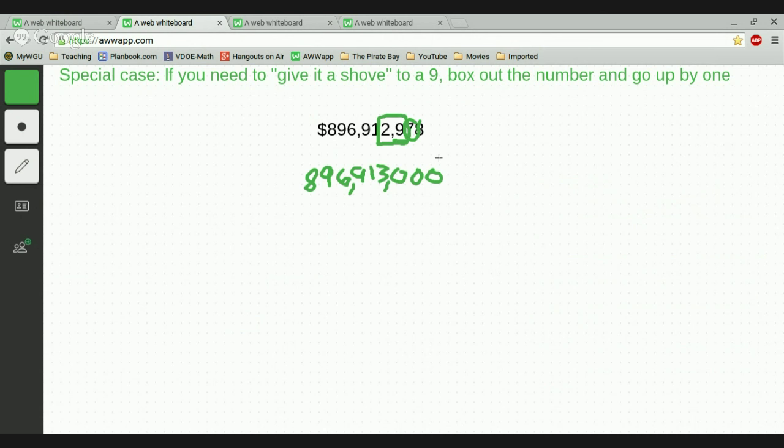So I'm good there. So that's not going to happen all the time, but if you do need to shove up a 9, make sure you include the digit that comes in front and then just make it go from like 29 to 30, 49 to 50, so on and so forth.